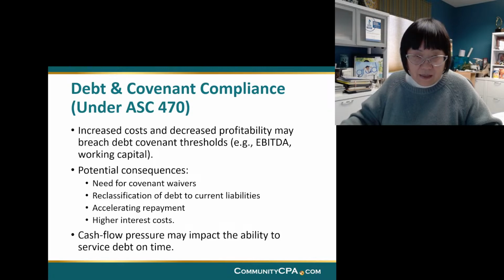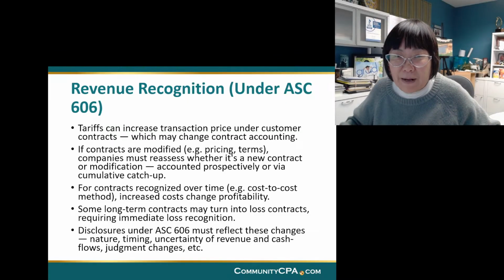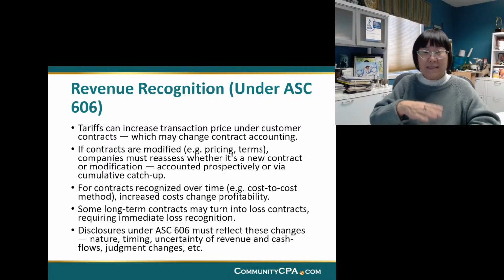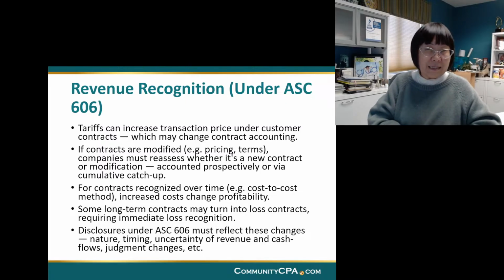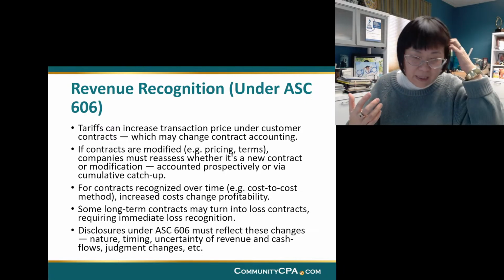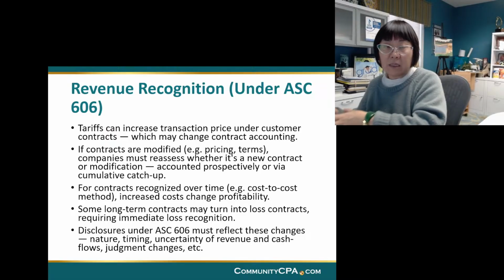All right. Other than the increased debt requirements that a bank would probably have for you if you borrow money, there is revenue recognition under ASC 606. Tariffs can increase the transactional-level price under a customer contract. So let's say you already have a contract of 1.2 million, which is $100,000 a month.